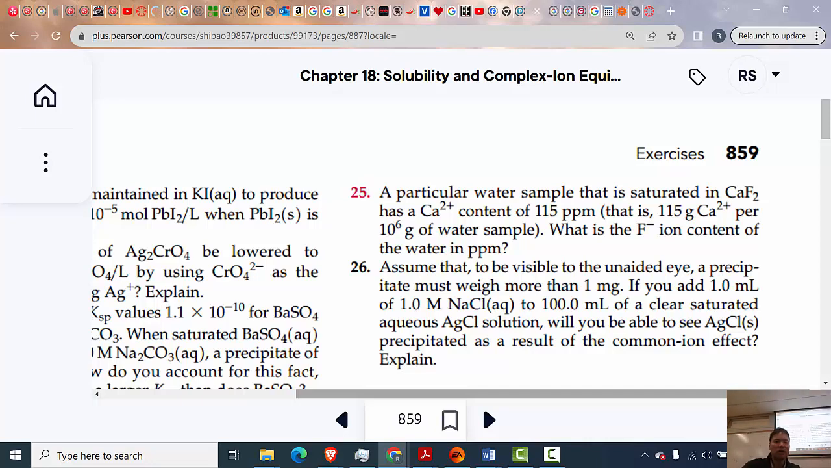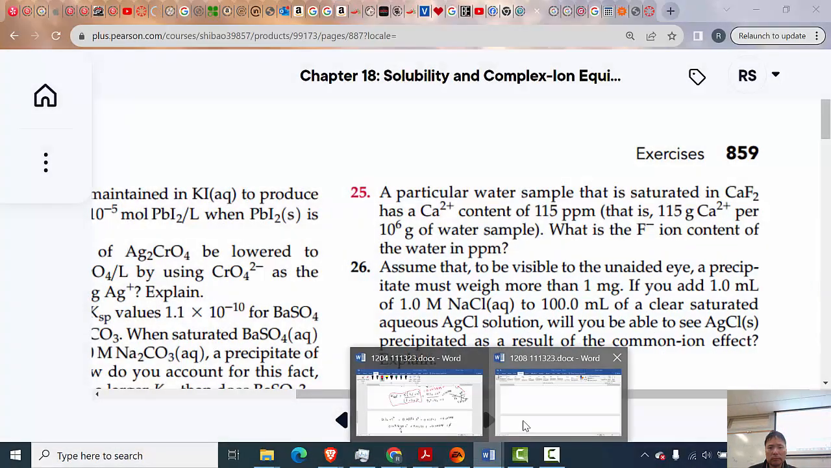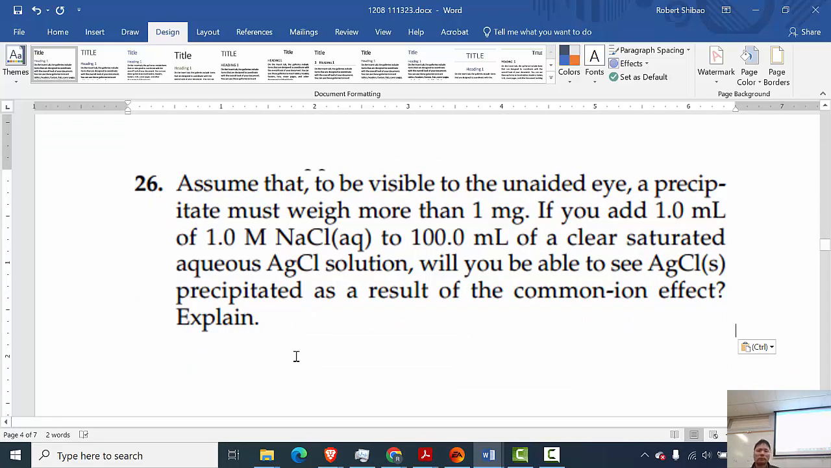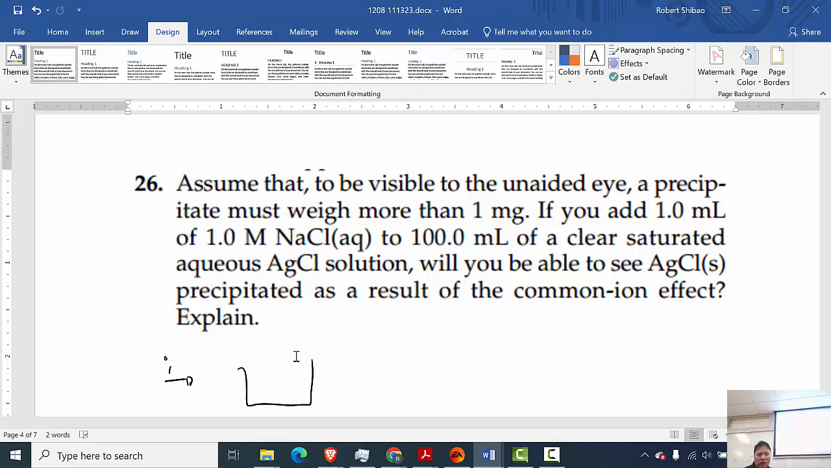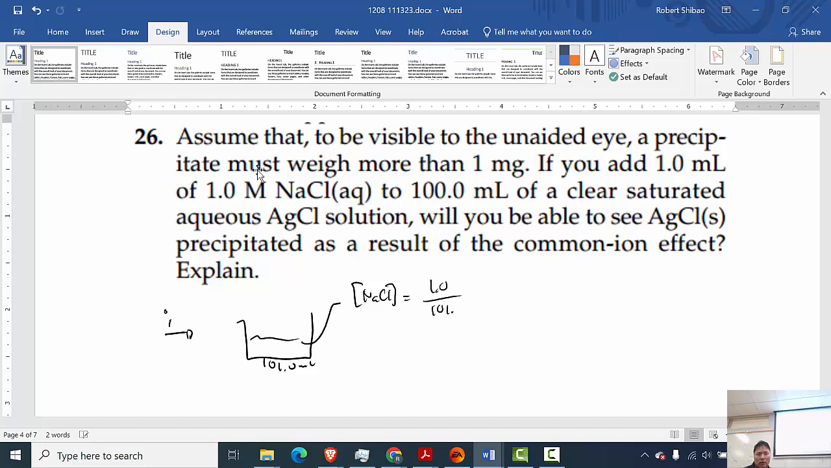So let's give this problem a try. What we're going to have to do is the solution dilution step. We're adding 1 to 100, and so the total volume is going to be 101.0 milliliters. And then we are going to have to calculate the new concentration. So let's go ahead and calculate the new concentration of sodium chloride. Sodium chloride would be a 1.0 to 101.0 dilution of 1.0 molar.